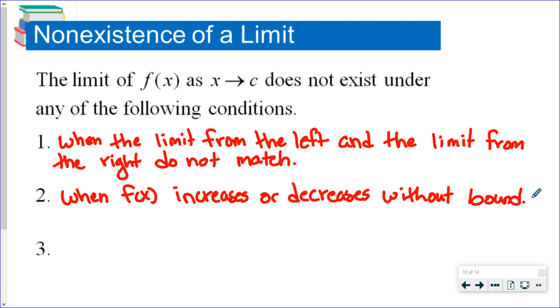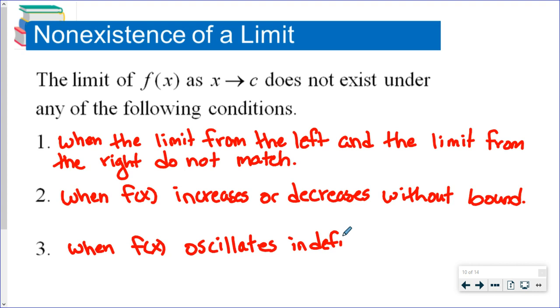And of course, the last example we looked at, what did our f of x do? What did our y values do? Yeah, they bounced all over the place, right? And the mathematical term for that, when f of x oscillates indefinitely. Yes, oscillates. Oscillate means to bounce.